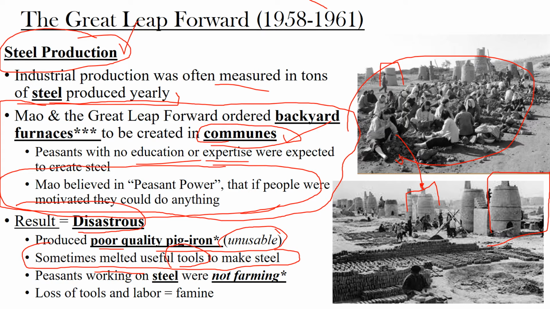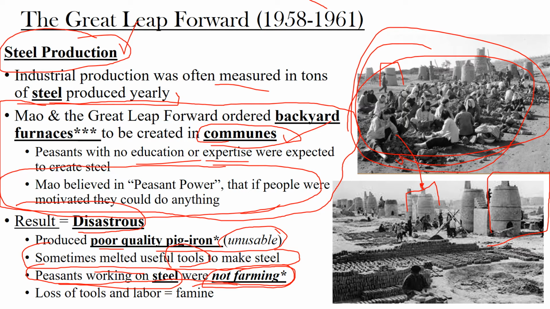And a big reason this is a disaster is the cadres pressured a lot of people to work on these backyard furnaces. And these peasants working on steel are not focusing on farming. And some of the land goes unfarmed, or it's not farmed as effectively and efficiently as it could have been, because people are spending days, weeks, months of their lives trying to melt down ingots into nothingness. And so the loss of these tools and the loss of this labor will contribute again to a famine.